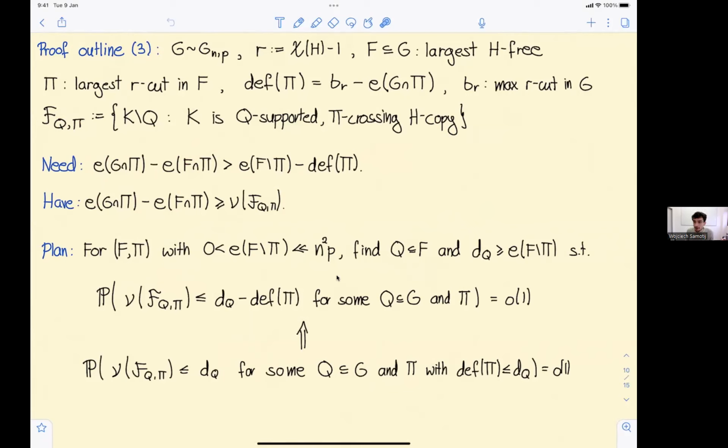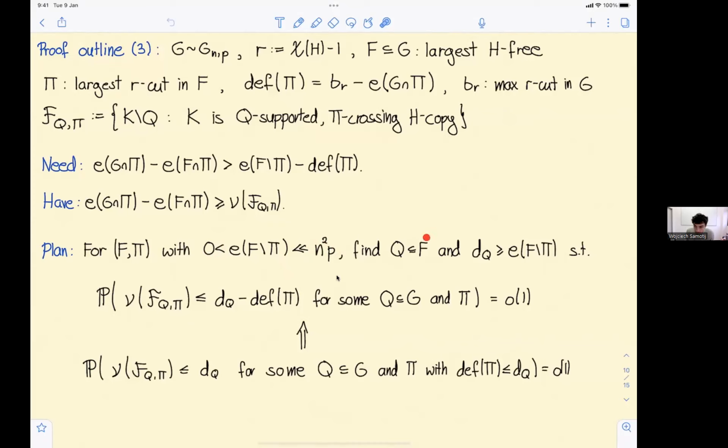And here's the plan. We're given an F and its optimal partition pi, and Conlon and Gowers guarantee that the number of edges that do not cross the partition is much smaller than n squared p. However, we know that it's non-zero because otherwise the graph will be R-partite.